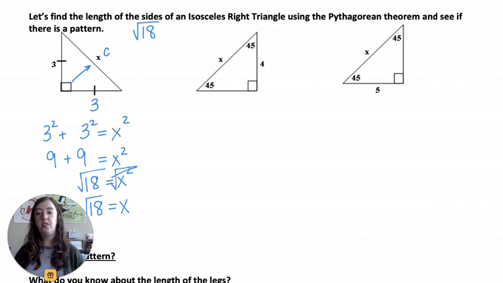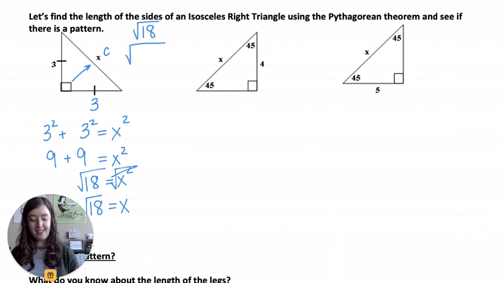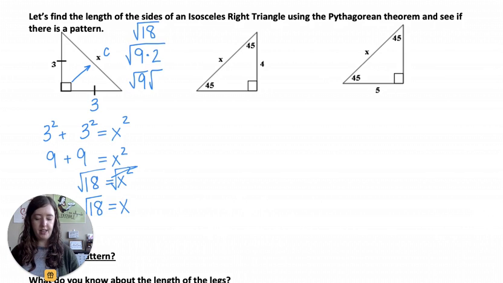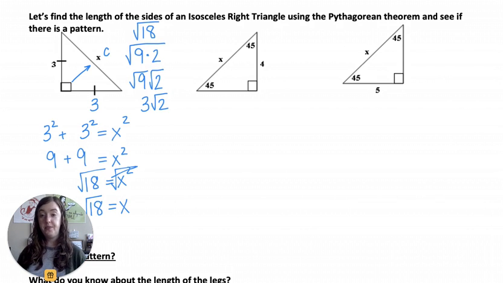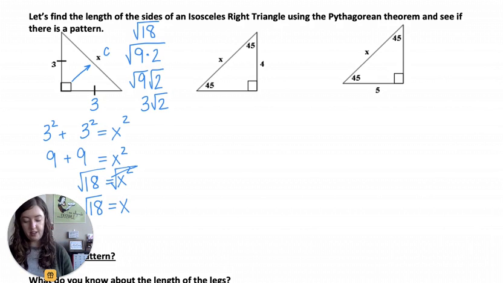What's the biggest perfect square that goes into 18? 9. So 18 is 9 times 2. We can break that up into two separate square roots, the square root of 9 and the square root of 2. The square root of 9 is 3, and then we're just left with the square root of 2. So the hypotenuse here is 3 square root 2.